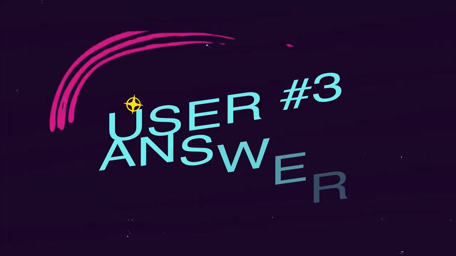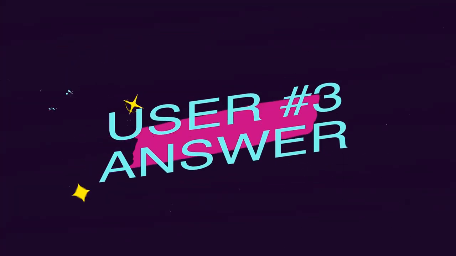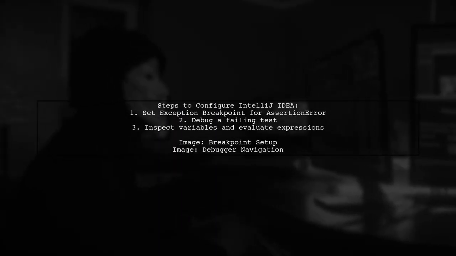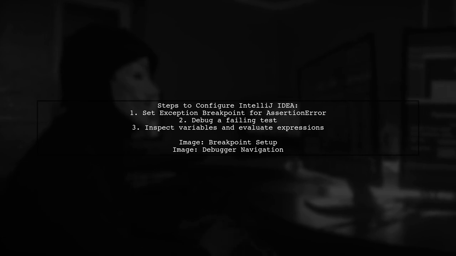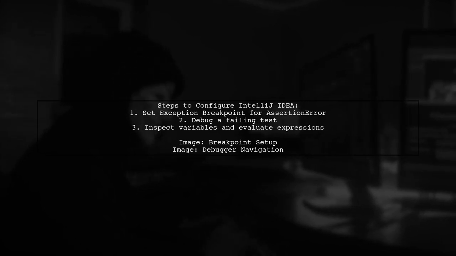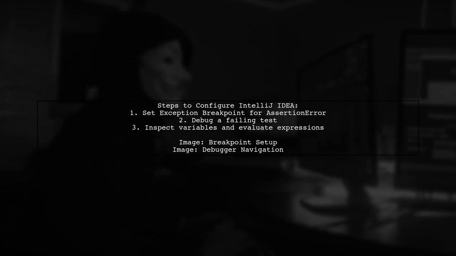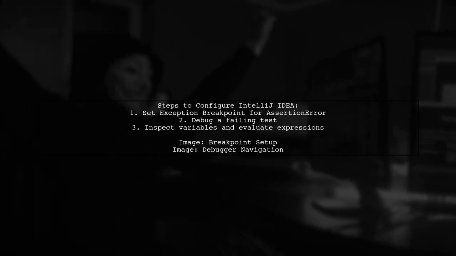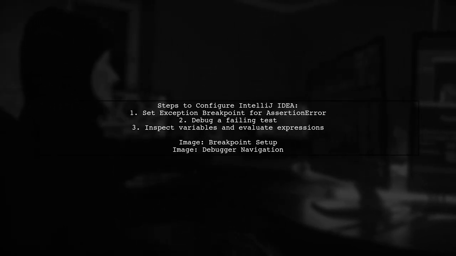Let's now look at another user-suggested answer. To configure IntelliJ IDEA to break on exceptions in JUnit tests, first set a Java exception breakpoint for assertion error. Then debug a failing test, which will pause execution inside assertion.java. You can navigate to your test in the debugger to inspect variables and evaluate expressions.